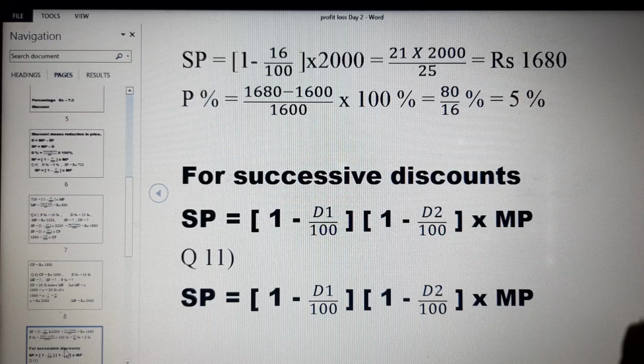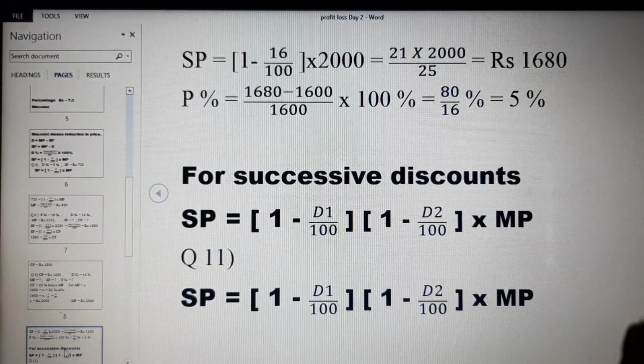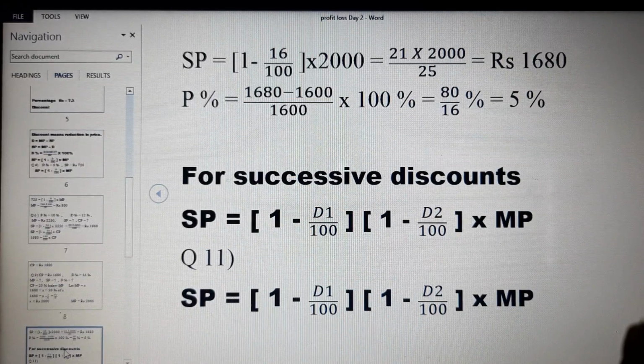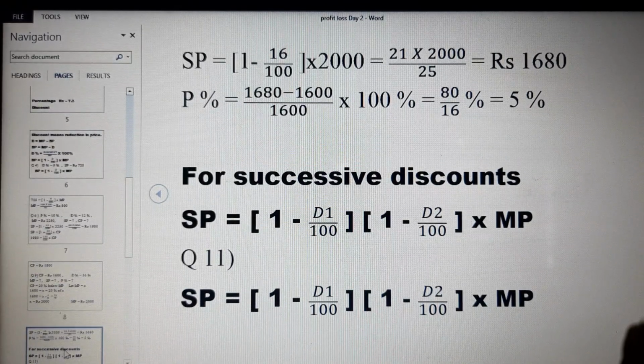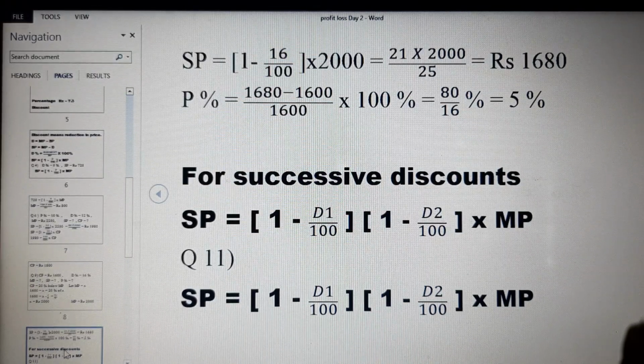One more concept. Before moving on to the next question, I would like to introduce one more formula. It is for successive discounts. Sometimes when you go to a shopkeeper, he gives you, suppose, a 10% discount, but you are not satisfied with that. You start bargaining.